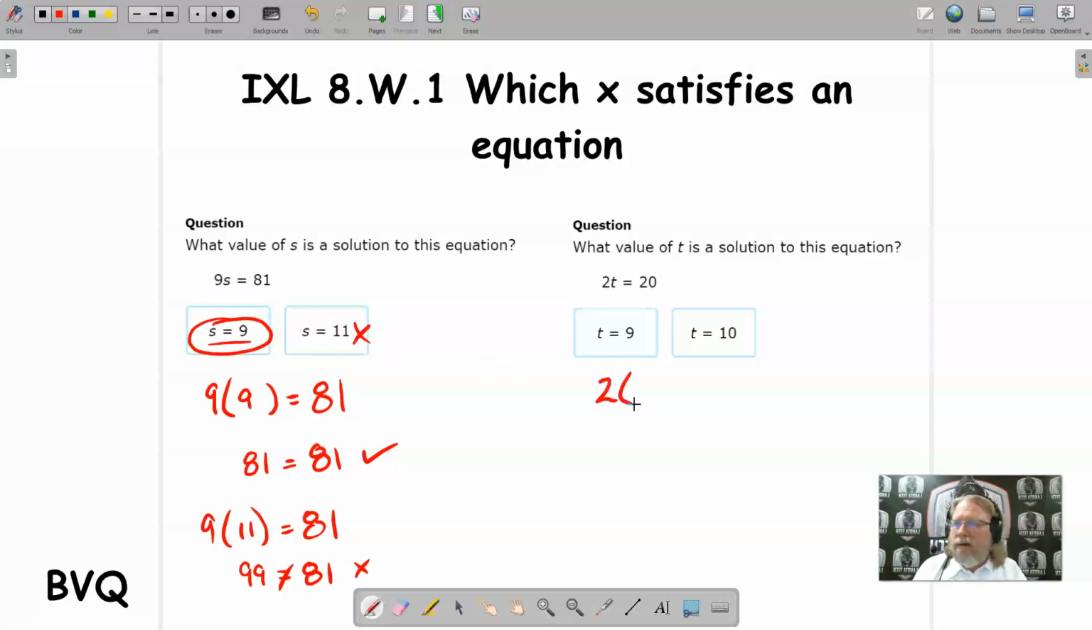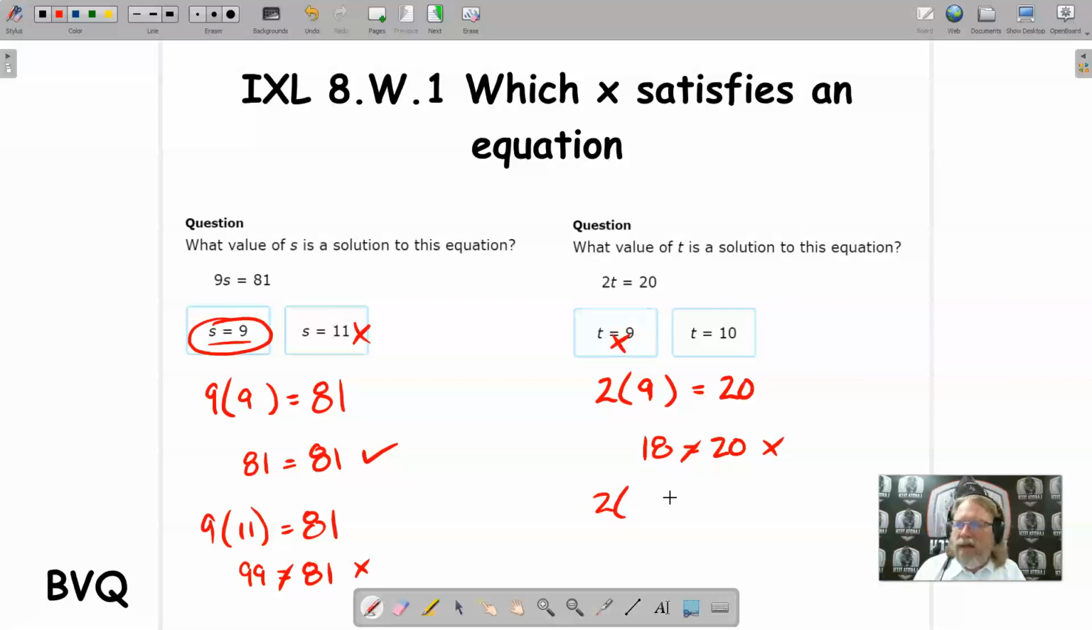Next, always start off, rewrite the equation, and just simply put parentheses wherever we see the variable. Now let's go ahead and plug that in. Right now you're probably thinking, it's 10, it's 10. Well, let's go ahead and try the 9 first. I'll pretend I don't know that 2 times 10 is 20. 2 times 9 is 18. Is 18 equal to 20? No, indeed it is not. So this one doesn't work. So we can rule out t equals 9.